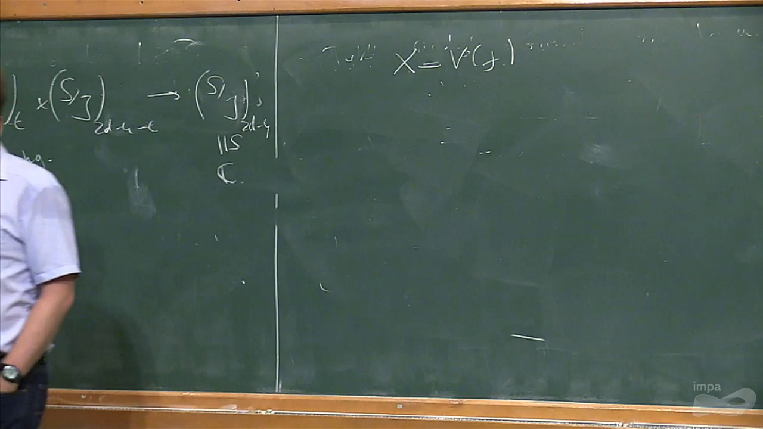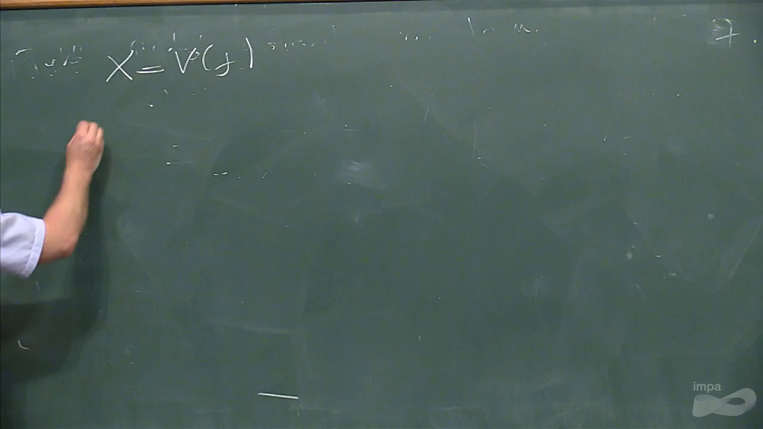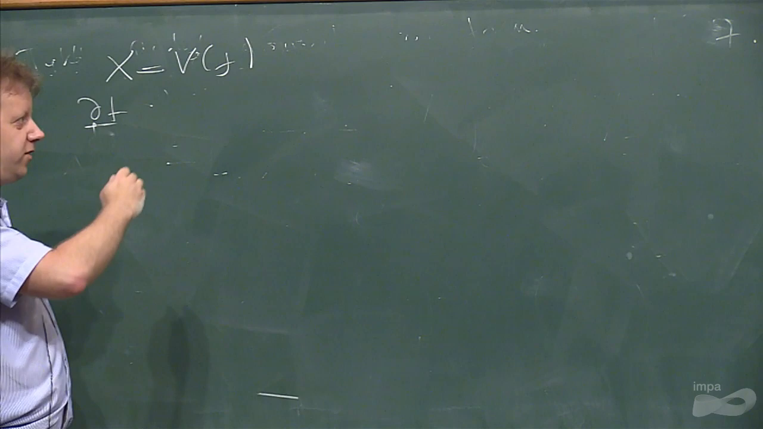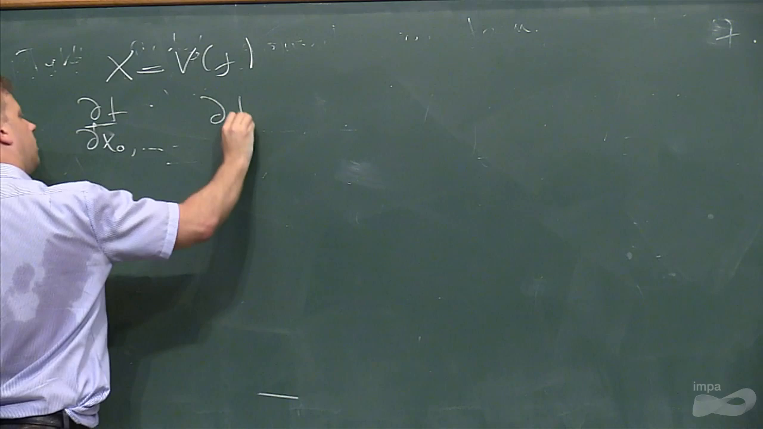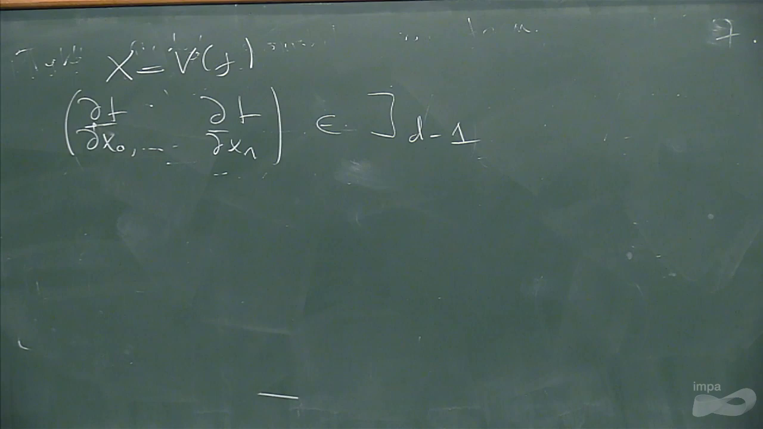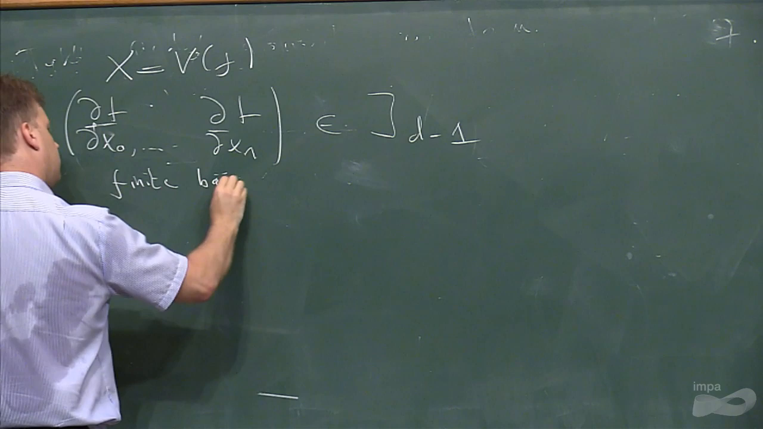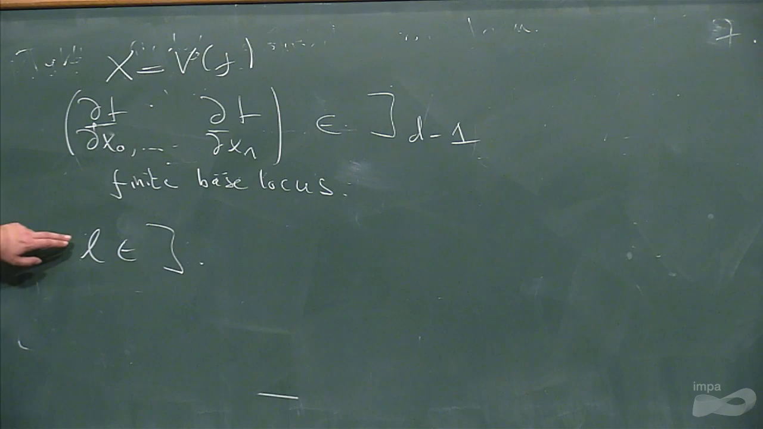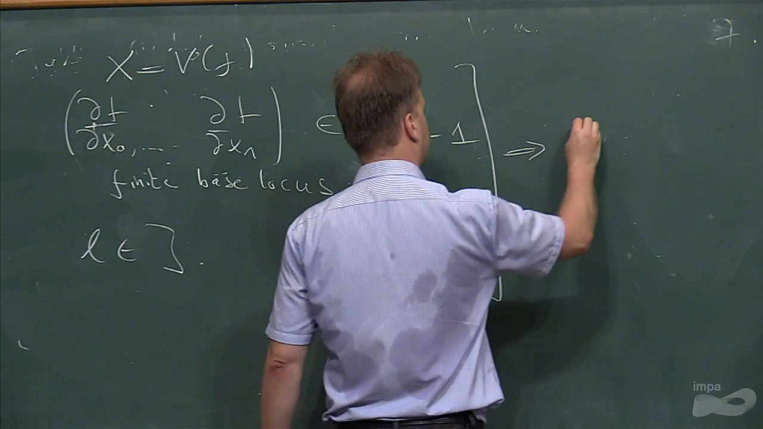Our X was a singular hypersurface, and somewhere, if you go really far back, you know that the ideal of the set of nodes is contained in J. So the partials of F are contained in J_(d-1), and this has a finite base locus. But we have also L inside J, and L is general. So the total base locus in degree d minus 1 is empty.